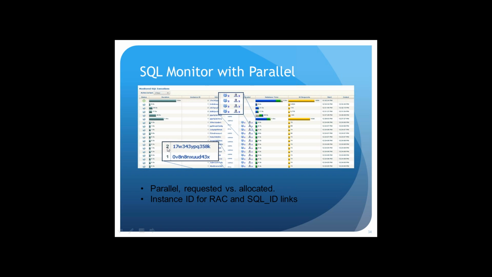You'll also note to the left of the SQL ID is the instance ID. So it'll tell you, is this working on the first node or the second node for RAC instances?